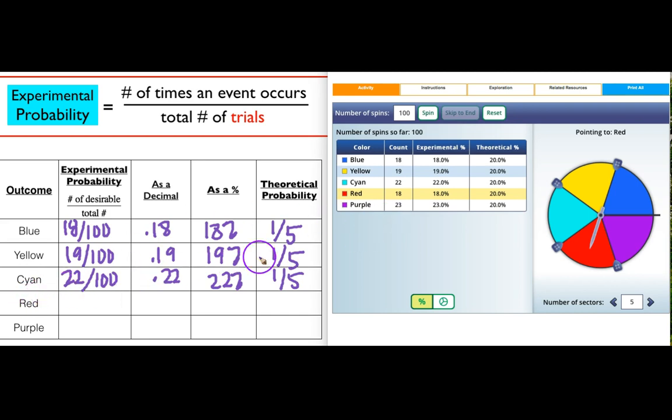Okay, so red was 18 out of 100 spins, which is 18/100, which is 18%, which again theoretically is just 1 out of 5. And last but not least, purple was 23 out of 100, which is 23/100, and then 23%, but still just 1 out of 5.